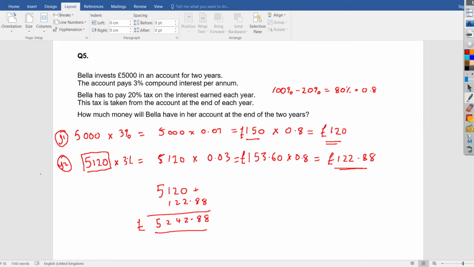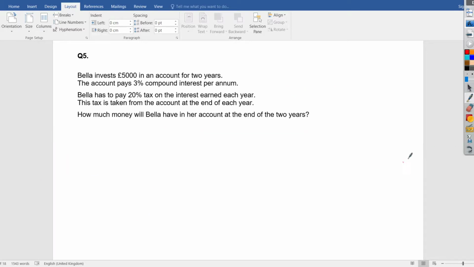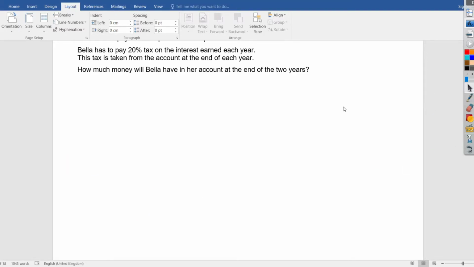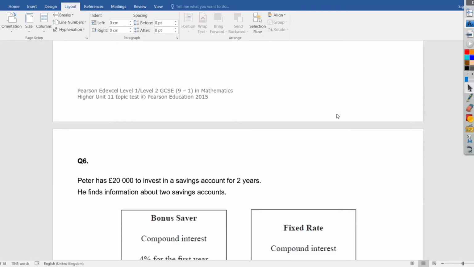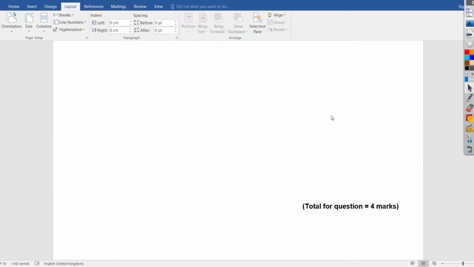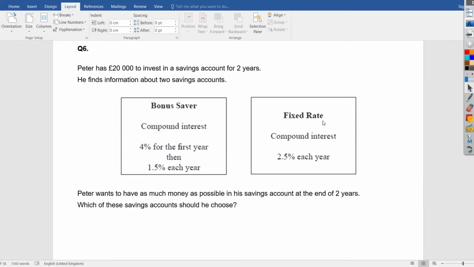Let's get rid of this one and scroll down to question 6. That was a 4 marker. So question 6, how many marks here? 4 marks here. Let's see as we go along if we can split some of the marks up.